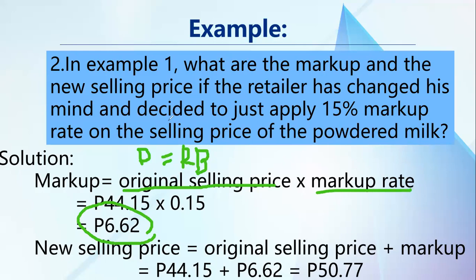Then the next formula to use is in finding the new selling price. So if the original selling price is 44.15, then you add the markup price, which is 6.62, to get 50.77. Okay, done? Are we good?